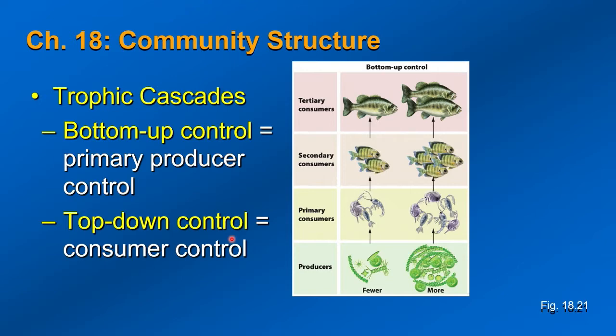Trophic cascades also impact diversity, or maybe more to the point here is the numbers of the different species in the different trophic levels. And so we have two different kinds of control in these trophic cascades. Now, trophic is energy. Cascade is kind of going from point 1 to 2 to 3 to 4, moving up or down a series of steps, cascades.